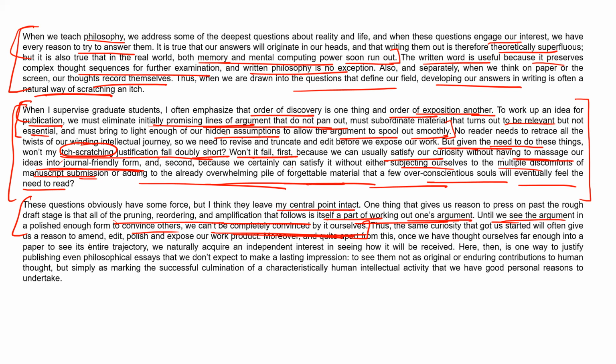Thus, the same curiosity that got us started will often give us a reason to amend, edit, polish and expose our work to them. Right? So same curiosity जो है, अभी वो curiosity हमारी satisfy जो बोल रहा था हो गई है, वो नहीं है. वही curiosity हमें lead करेगी कि हम इन सब चीजों को कर दें. Moreover, and quite apart from this, once we have thought ourselves far enough into the paper to see its entire trajectory, we naturally acquire an independent interest in seeing how it will be received. And once we have come to this stage, we also develop interest in कि कैसे इसको लोग receive करेंगे, how will it be looked at or viewed.